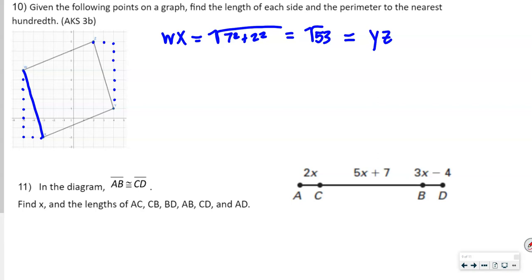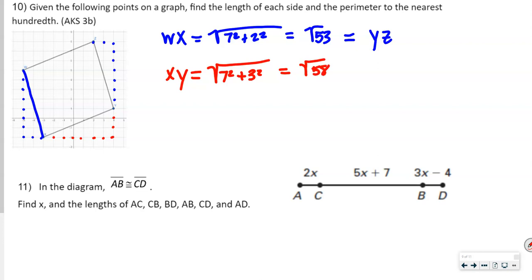So let's do that with our other side down here, XY. We're going to go up 3. 1, 2, 3, 4, 5, 6, 7. So again, with XY, we went 7 over and 3 up, right? So that's going to be 49 plus 9. That's going to be 58.